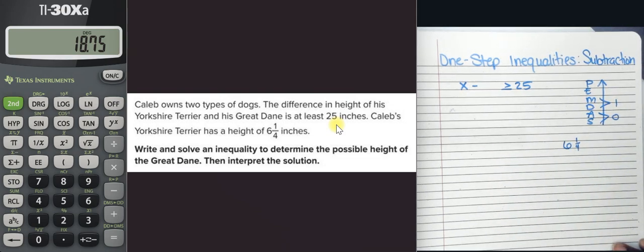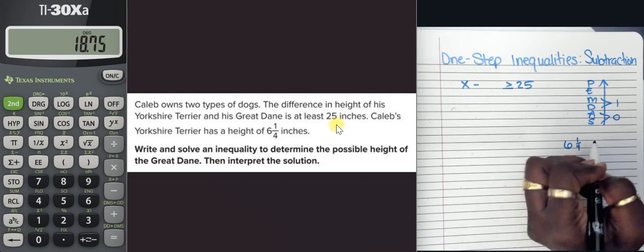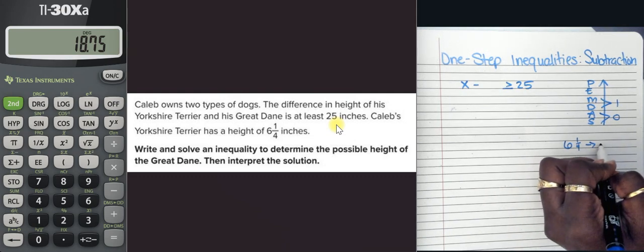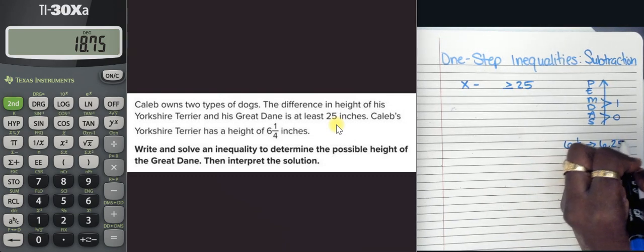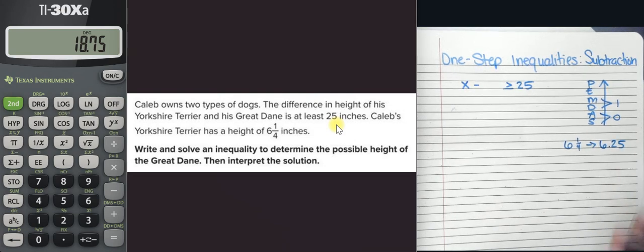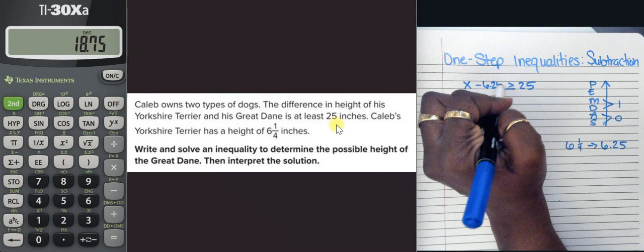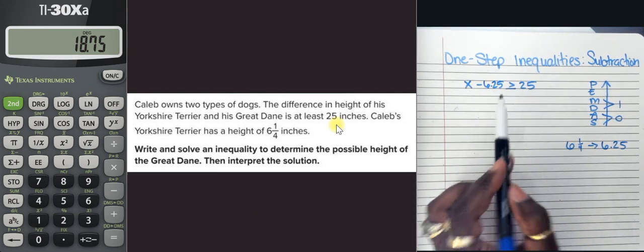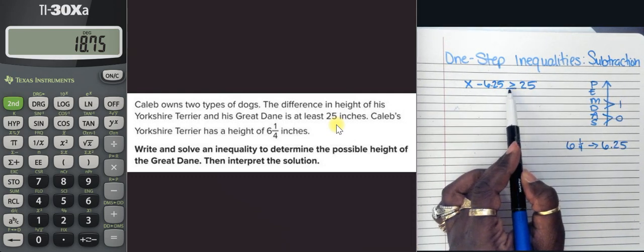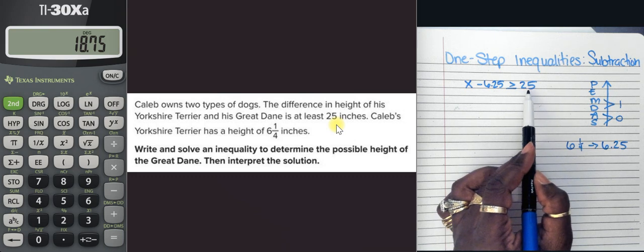6 1/4 as a fraction can be written as a decimal by making it 6.25, right? So I'm going to use the decimal equivalent, but it doesn't matter whichever one you want to use. So I'm going to put 6.25. So the difference between those two dogs has to be at least, or equal to, 25.